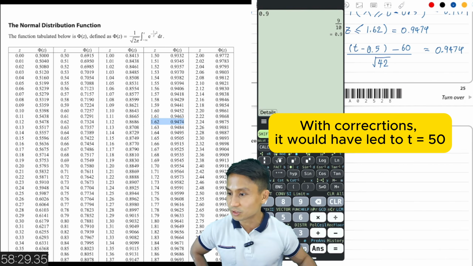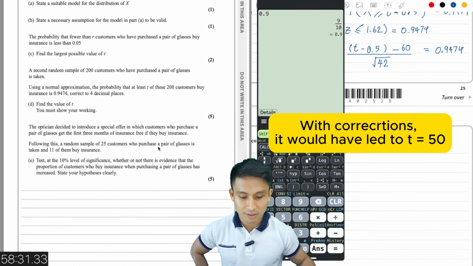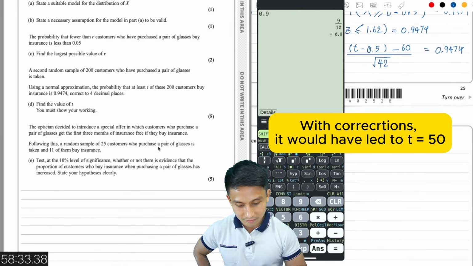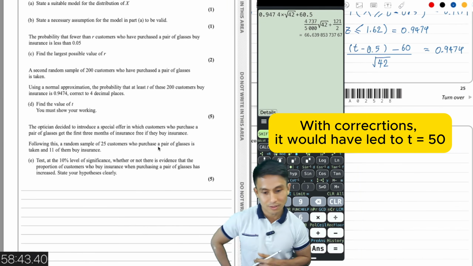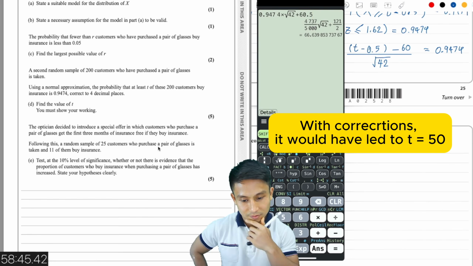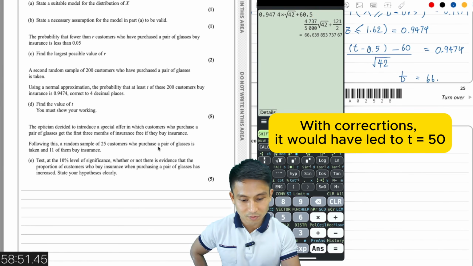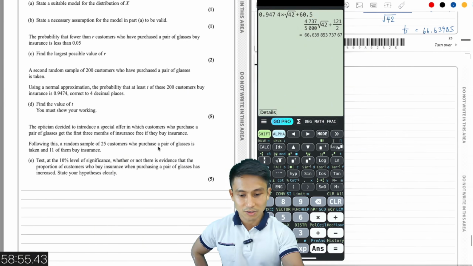0.9474. Let me just put back the question. Yeah, that's right, times root 42, and plus 60.5. So that's the value of t. Let me just double check the calculation here. That should be right. So t equals 66.63985.